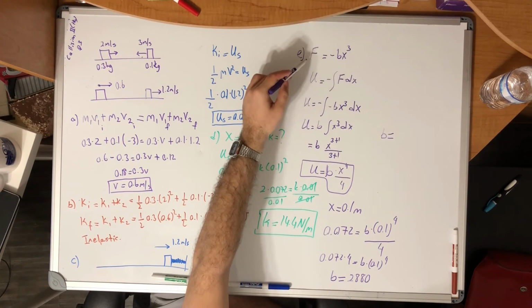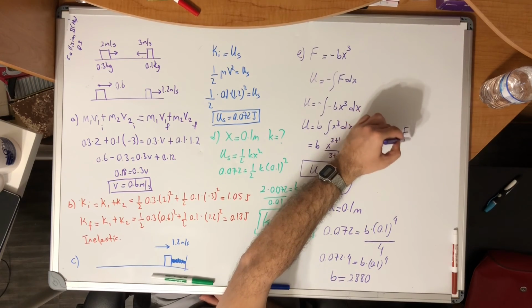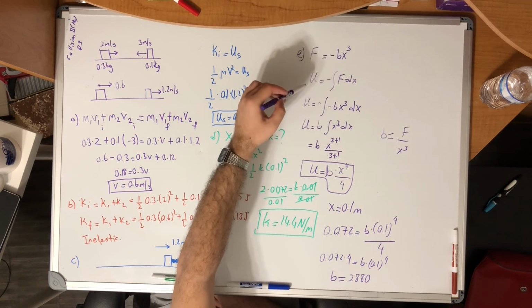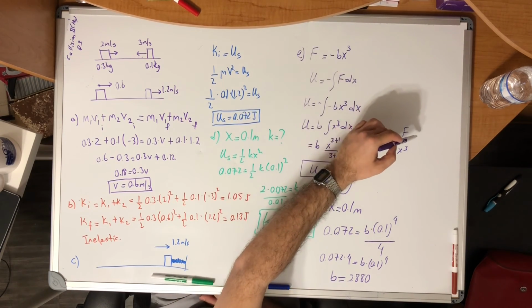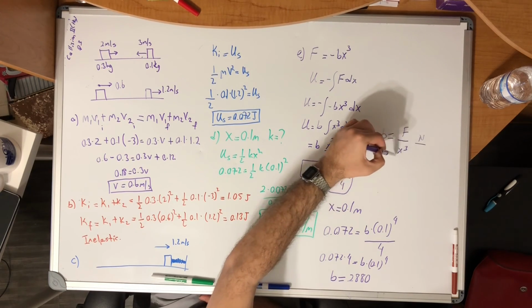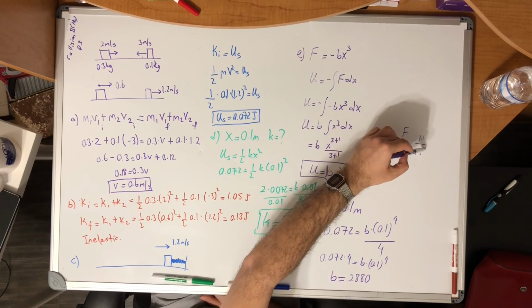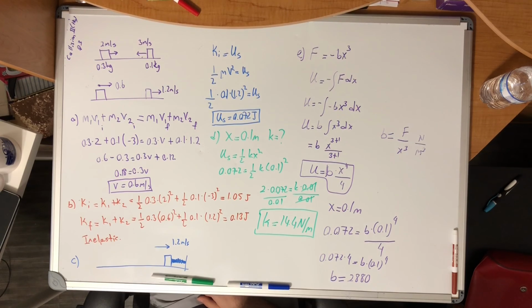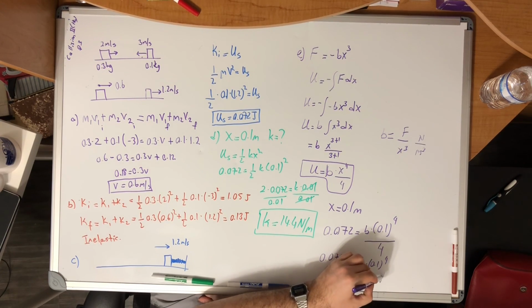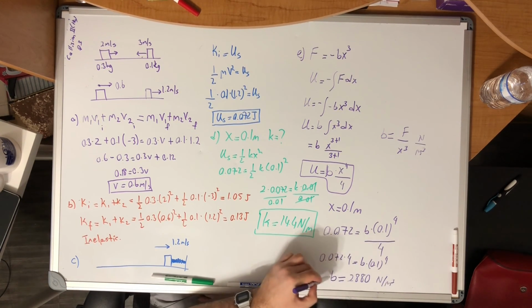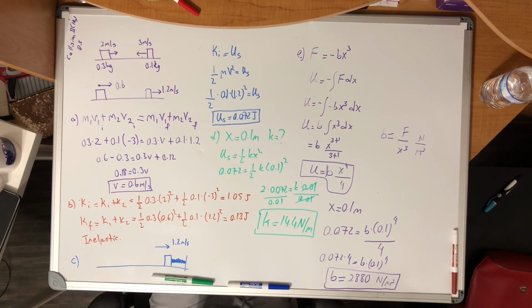Unit for b over here, so if you consider from here, if you take b out, it's force divided by x cubed. Then the unit for force is newton, and the unit for distance is meters, so meter cubed. So the unit for b is going to be newtons per meter cubed. And this is your solution for number 3 on your collision 2 homework.